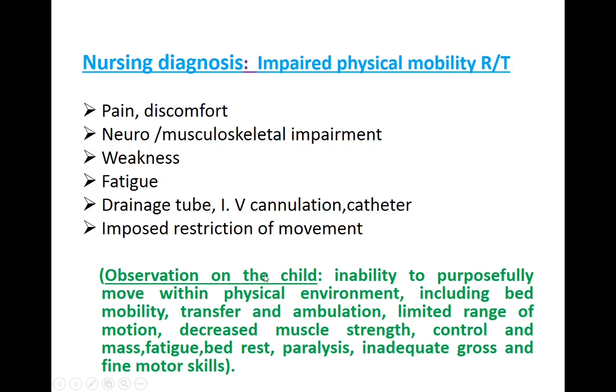What will you observe on the child? Inability to purposefully move within the physical environment, including bed mobility. Inside the bed also, the child cannot move by himself or herself because IV tubings are there, some fixations are there in the lower or upper extremity. Transfer and ambulation, even inside the bed itself, the child cannot move. Limited range of motion, because somewhere pain is there, the child cannot perform the range of motion. Decreased muscle strength, control and mass.